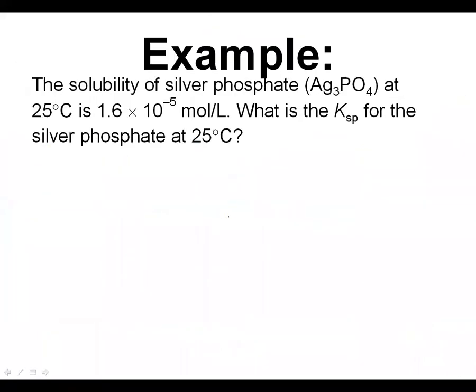So if we have this problem, where we're looking to figure out the KSP for silver phosphate, and in this case, we are given the solubility of silver phosphate as 1.6 times 10 to the minus 5 moles per liter, and we want to know the KSP value for it. So in this problem, like I mentioned before, when you are trying to find the KSP value, you don't necessarily have to do an ice table.